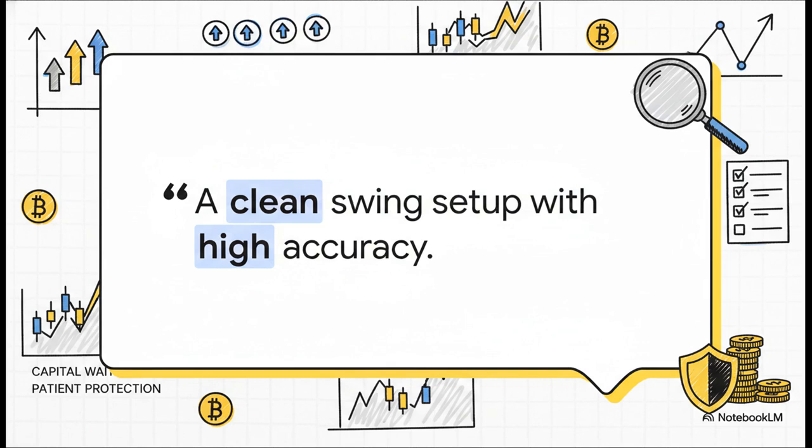And that's really the whole thing. When you see every single one of these conditions line up perfectly, it's not guessing anymore. It's a clean, high-probability setup. This strategy isn't about trading all the time. It's about having the patience and the discipline to wait for these A-plus opportunities to come to you.